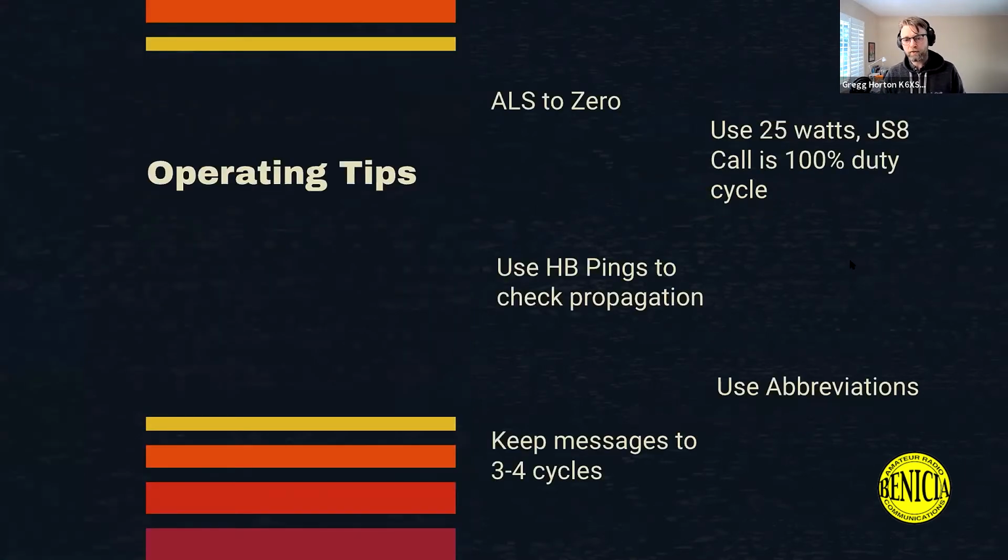Here's some quick operating tips. Set your ALC to 0. Use 25 watts. JS8Call is 100% duty cycle, so you don't need much. Use heartbeat pings to check your propagation. Use abbreviations. You know, we are good at abbreviations being from Morse code land, but you can still shorten up words as necessary. Shorten it enough that you don't lose the meaning of the message, though. As we all are ham operators, we have to keep the meaning of the message clear.